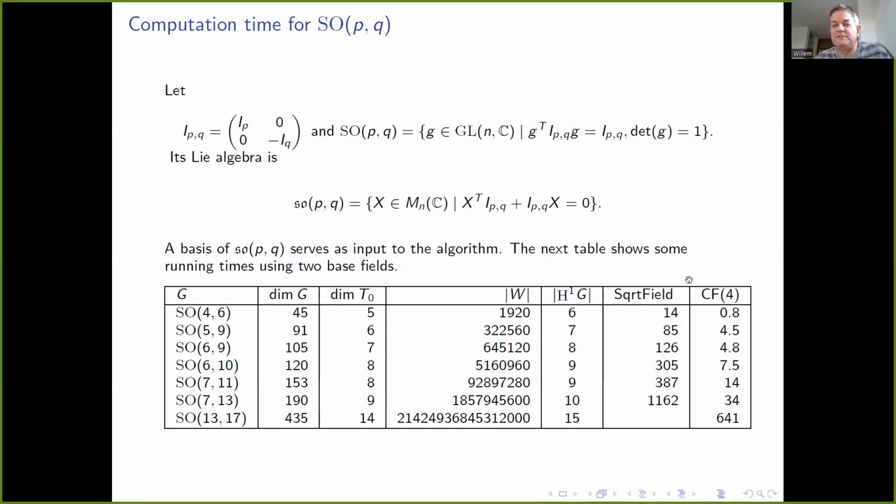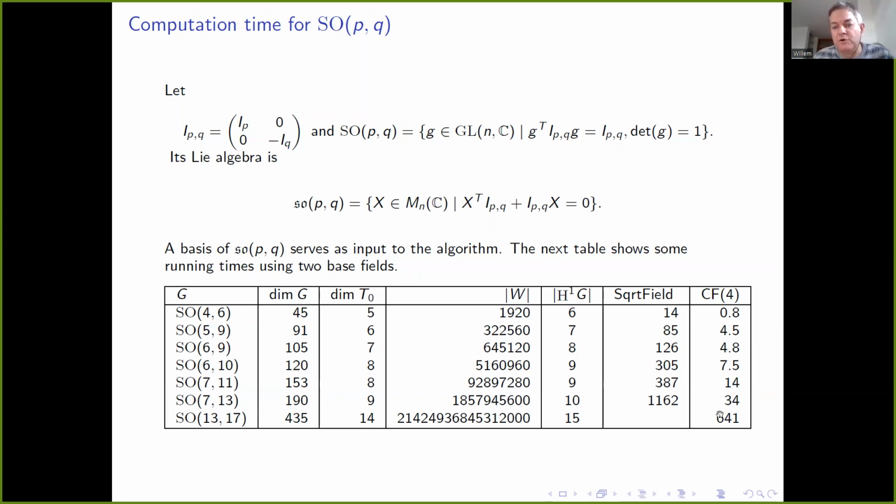And here we see the runtimes in the last 2 columns in seconds. The first field is the square root field. That is our own homemade field, so to speak, which allows for taking square roots. And this is CF of 4, which is the cyclotomic field of degree 4. This is a GAP internal field, which is taken care of in the kernel of GAP very fast. And you see the running times over CF of 4 are very much faster. So here for SO7,13 we need about 20 minutes over the square root field and about 34 seconds over CF of 4.